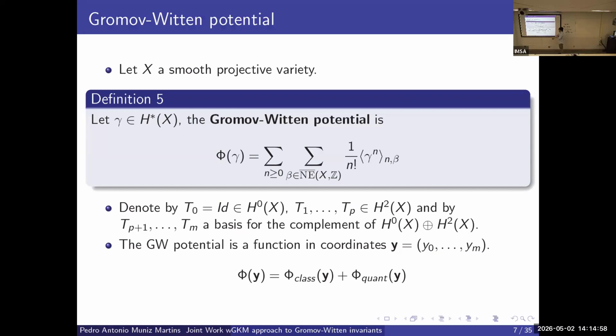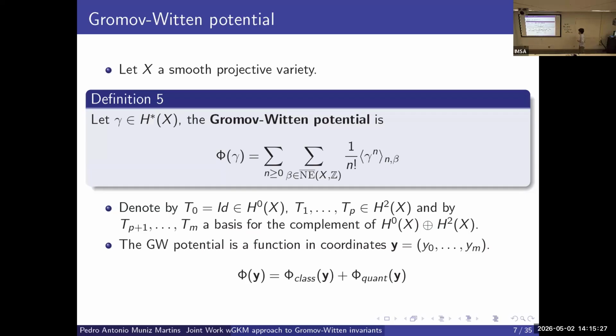Now we have the Gromov-Witten invariants, and we can define the Gromov-Witten potential. Again, for a smooth projective variety, we define the Gromov-Witten potential as this series right here, where we sum over beta in the Mori cone, and the marks here, and n times gamma. For a form gamma, you take n times gamma. Okay, this is the Gromov-Witten potential.